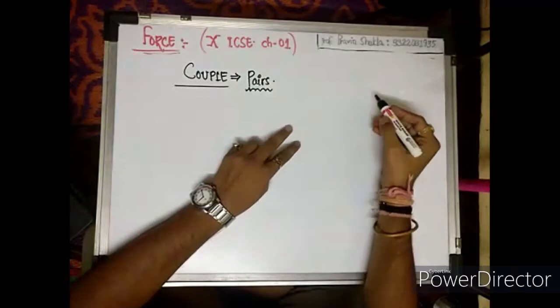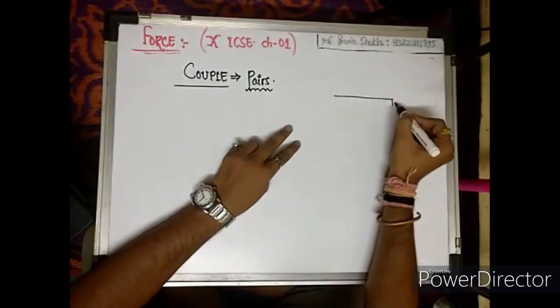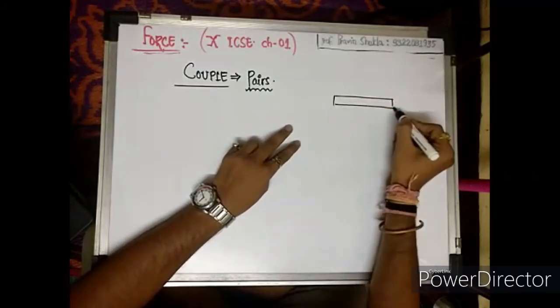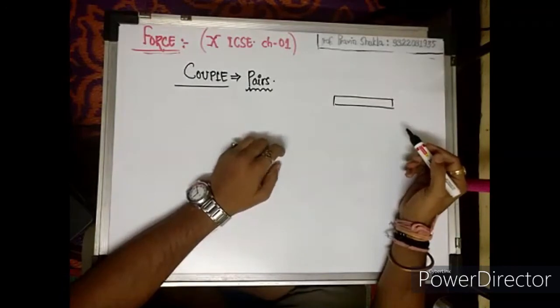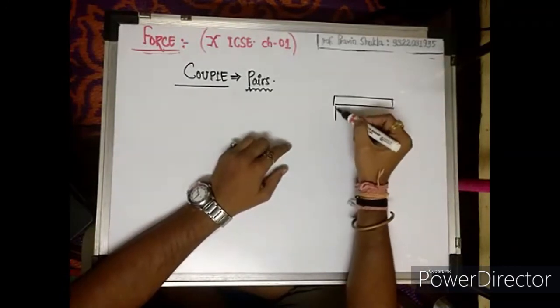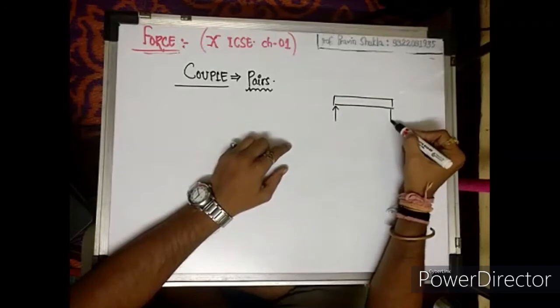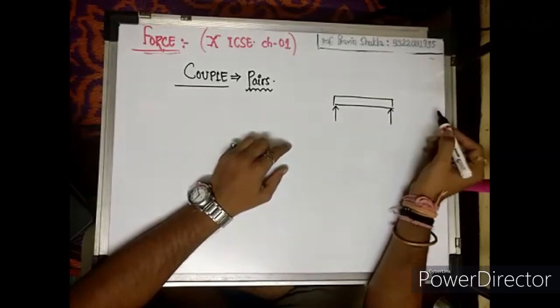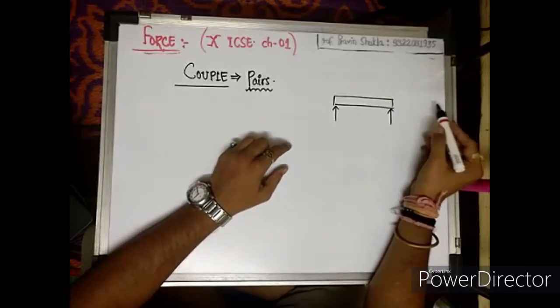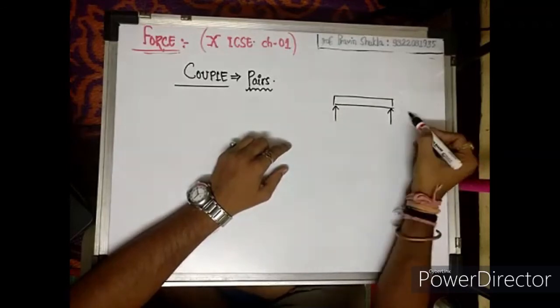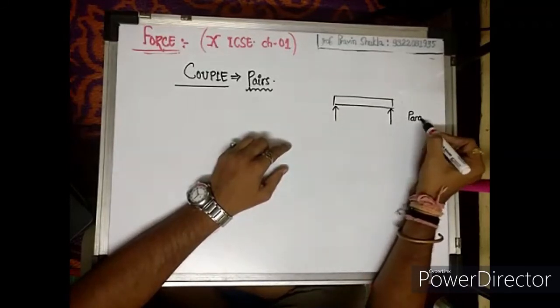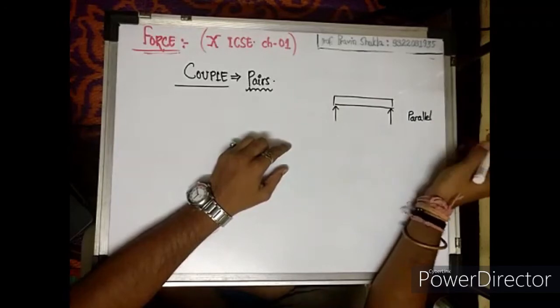I'm trying to explain this. Suppose I have a rod like this, and I apply a force from this direction, and here also I'm going to apply a force in the same direction. So they're equal forces, right? These two forces are acting as parallel forces. Yes or no? They are parallel forces.